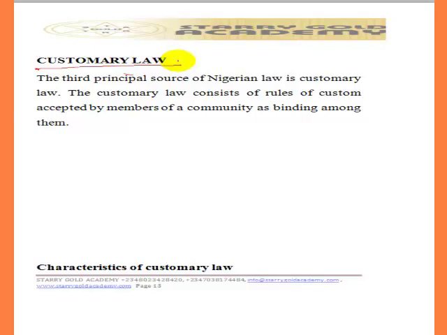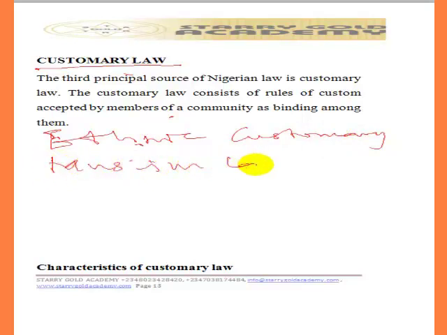In Nigeria, customary law is divided into two because of our system of religion, the type of religion we practice in Nigeria. We have what we call ethnic customary law, and we have Muslim law.